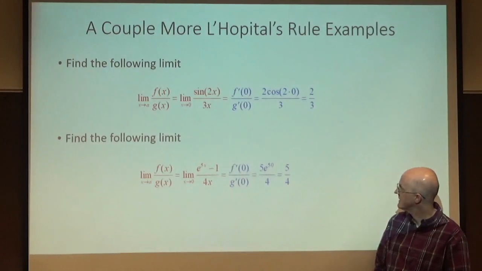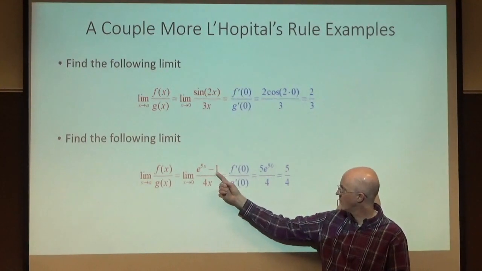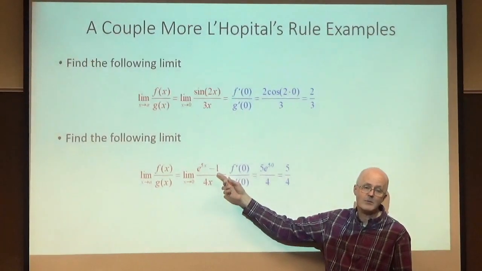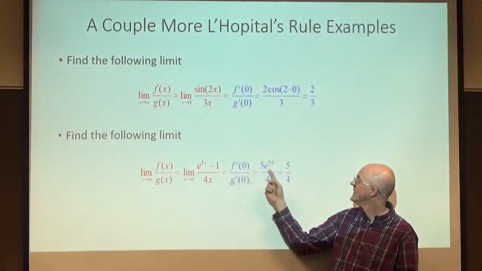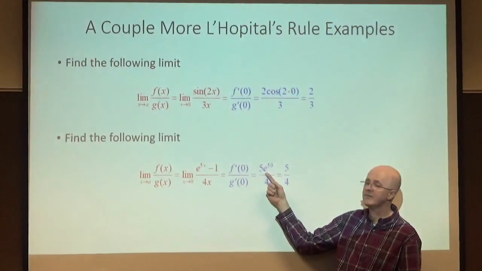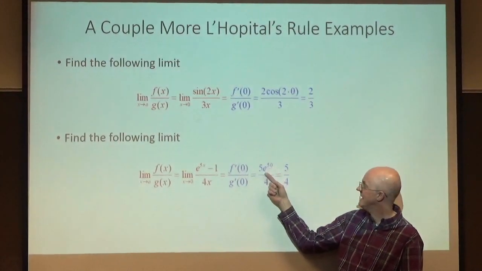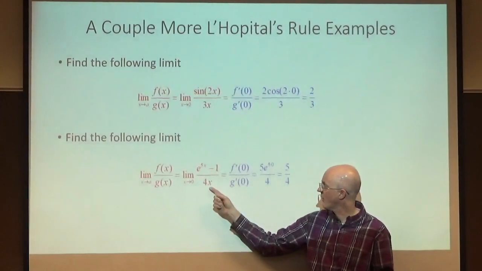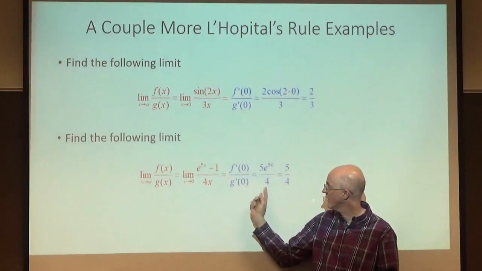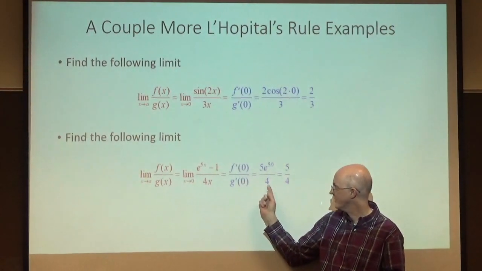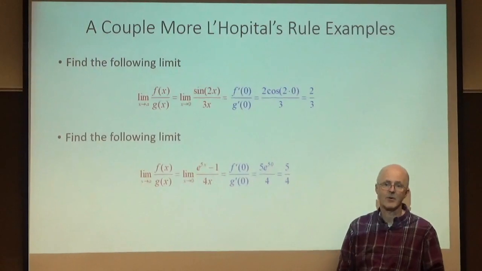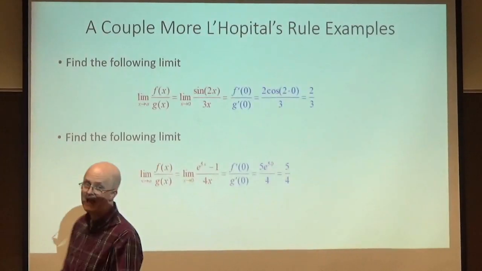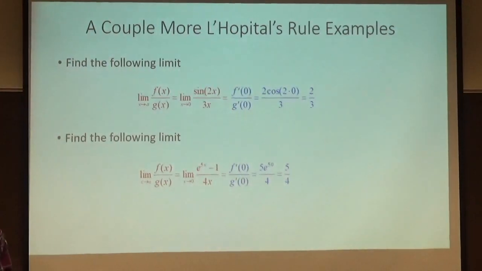And here's what it turns out to be. The derivative of e to the 5x minus 1 is 5e to the 5x minus 0. I'm going to plug in 0 into 5e to the 5x, like this. E to the 0 is 1, 5 times 1 is 5. G of x is 4x, g prime of x would be the constant 4. If I plug in 0 into that constant, I get 4. This limit is 5/4. Okay, so these are, again, some basic applications of L'Hopital's. Let's take our break right now.